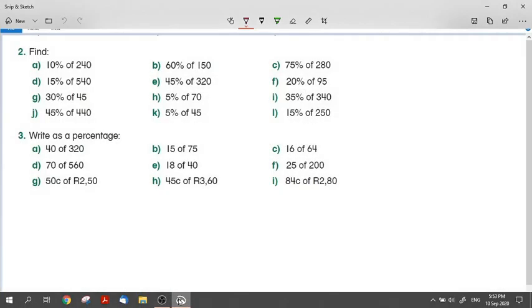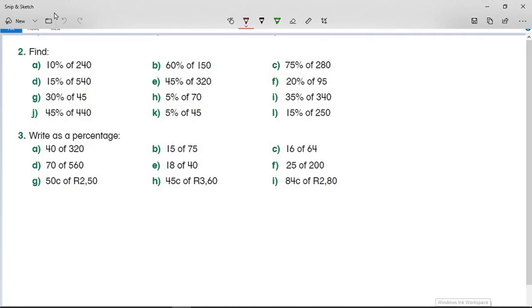Okay, I want to look at activity 13.7a from your Spot On. Question 1's quite straightforward, but I just want to have a quick look at question 2 and at question 3. Okay, so question 2, let's do 2b. It says, what is 60% of 150?